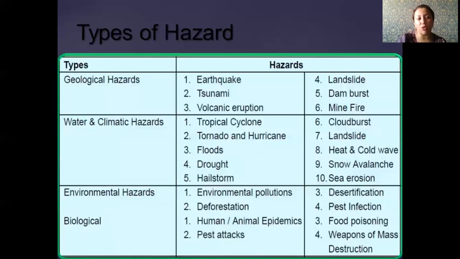Types of hazard can be geological, water, climate, environmental, and biological. We come to the geological one. It can include earthquake, tsunami, volcanic eruption, landslide, dam burst, mine fire. For water, we have flood, tropical cyclone, tornado, hurricane, drought, hailstorm, cloudburst, landslide, heat and cold wave, snow avalanche, sea erosion. For environmental hazard, we have environmental pollution, deforestation, desertification, pest infection. And for biological, we have human and animal epidemics, pest attack, weapons of mass destruction, food poisoning. All of them are included in the types of hazard.